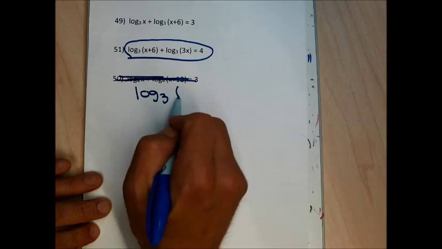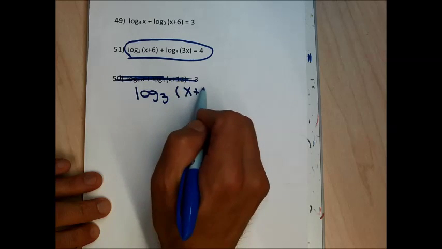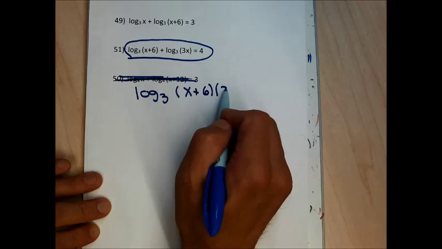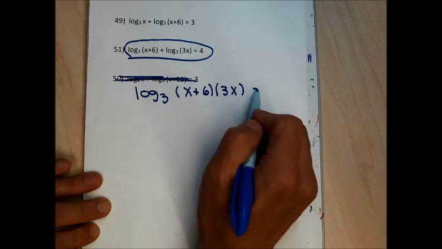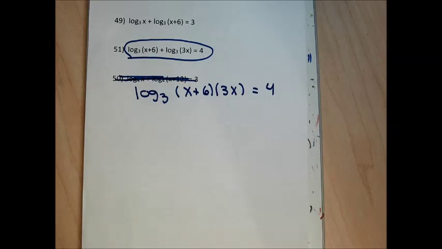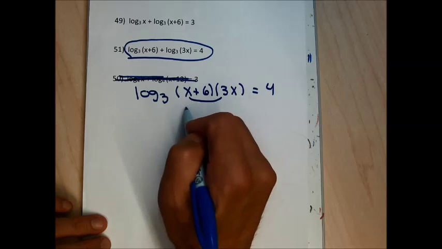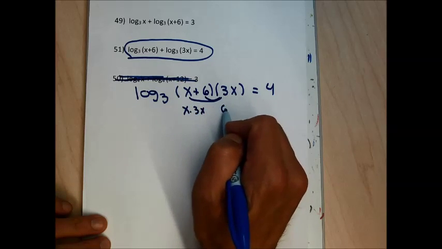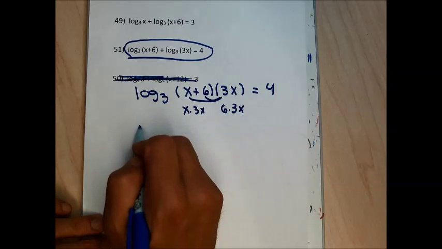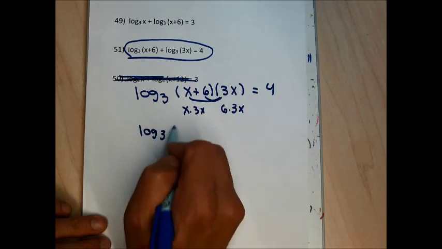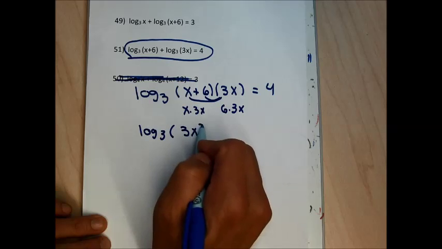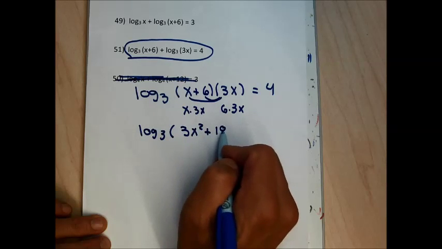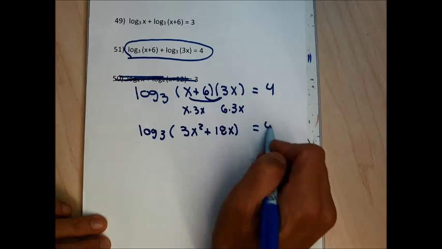I can do that because both logs have the same base. They have a plus sign between, so I'm going to multiply the arguments. I can rewrite the left-hand side as log base 3 of (x plus 6) times 3x. I'm going to do the multiplication that's implied here, which is x times 3x and 6 times 3x. That's going to give me log base 3 of 3x squared plus 18x equals 4.